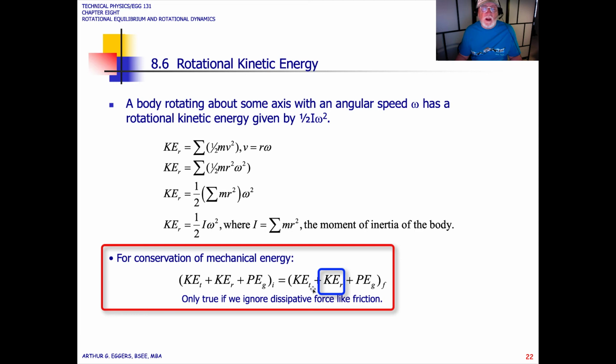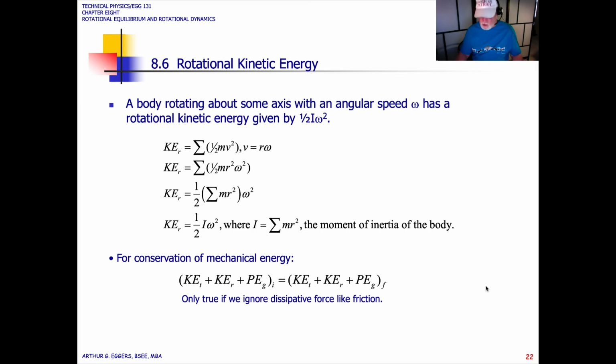We do the same thing on the right side. All of these are on the final side. Only true, though, if we ignore dissipative forces like friction. So we leave that out of the mix, okay? So this allows us to sum problems that look very complex, that have things move linearly as well as rotationally, as well as having potential energy to solve for different functions. And we're going to see that as we solve some problems.